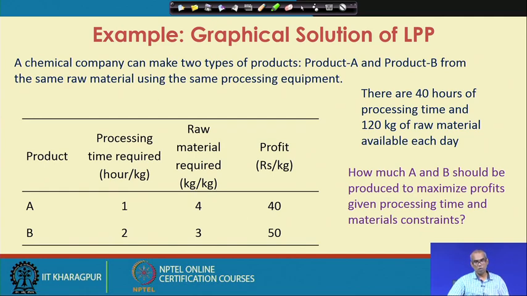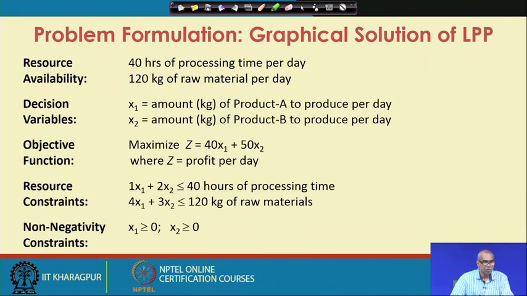So, first step is to formulate the problem. Let us look at resource available first, 40 hours of processing time per day and 120 kg of raw materials per day. Let us choose the decision variables as x 1 equal to amount of product A to produce per day and amount of product B to produce per day, we call it x 2. So, my production schedule, that means decision variables are x 1 equal to amount of product A to produce per day and x 2 equal to amount of product B to produce per day.